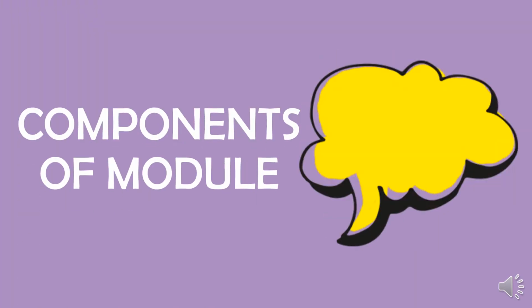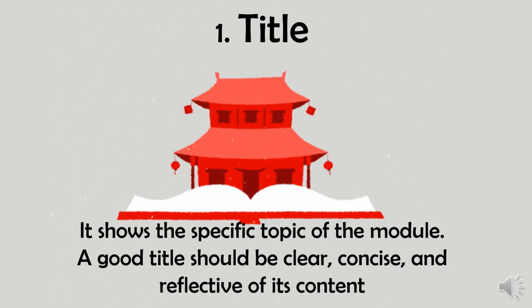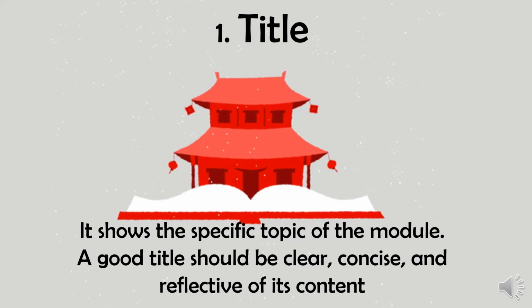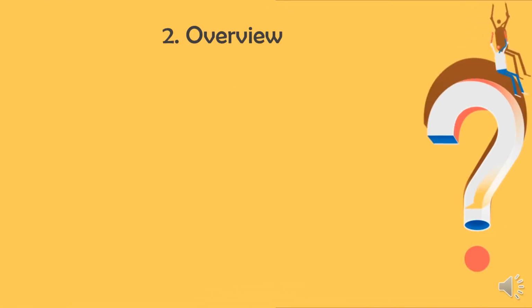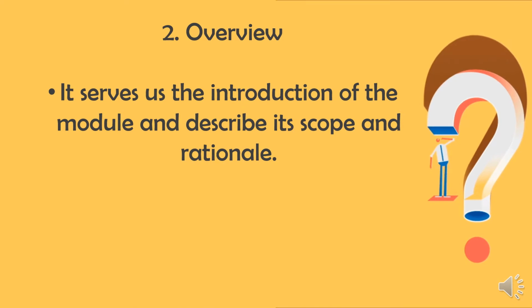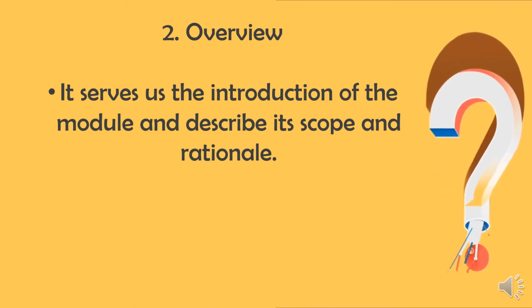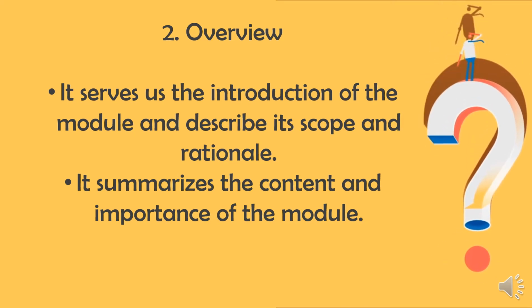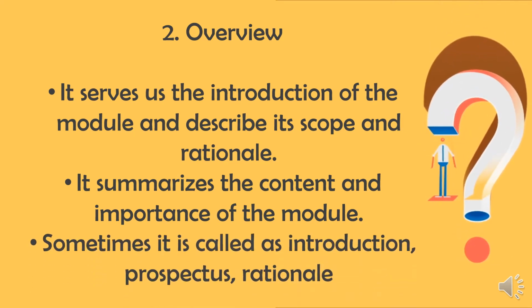So let's talk about the components of modules. The first one is the title. It shows the specific topic of the module. A good title should be clear, concise, and reflective of its content. Next is the overview. It serves as the introduction of the module and describes its scope and rationale. It summarizes the content and importance of the module. Sometimes it is called introduction, prospectus, or rationale in other formats.